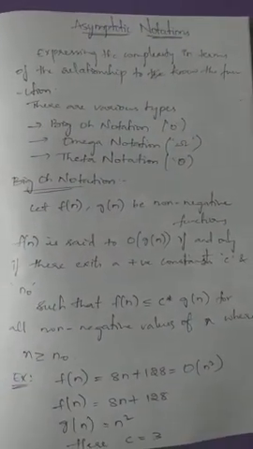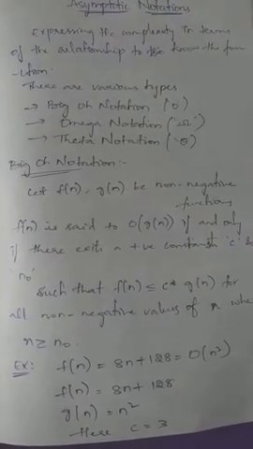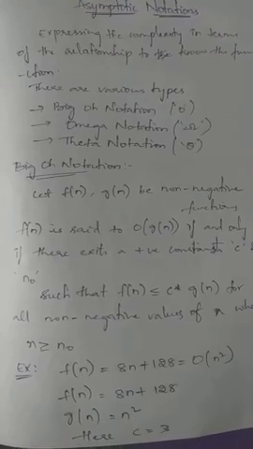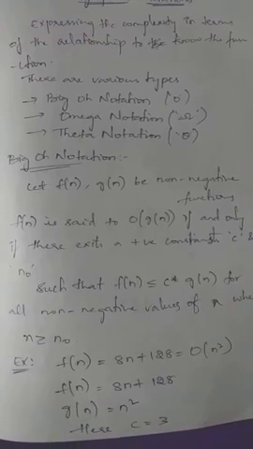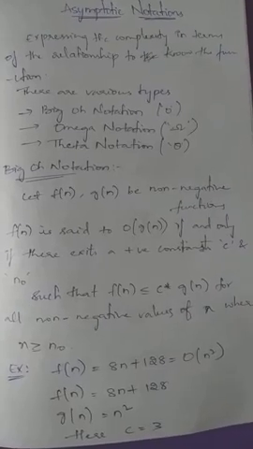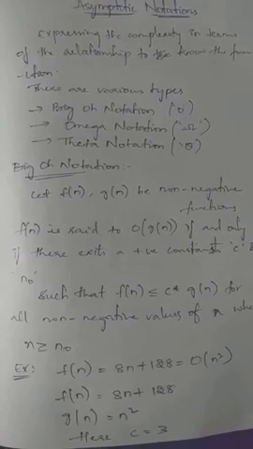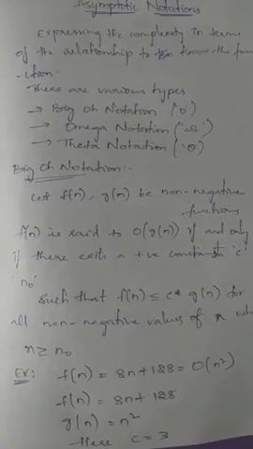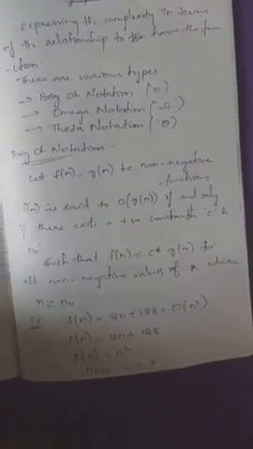Big O notation. Here we have to consider two non-negative functions, that is f of n and g of n. If f of n is said to be big O of g of n, then there exist two positive integers or constants, that is c and n naught, such that f of n is less than or equals to c into g of n for all non-negative values of n where n is greater than or equals to n naught.